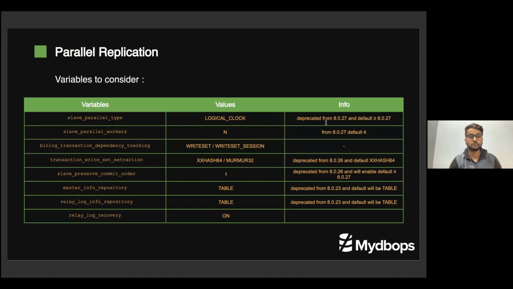So from 8.0 to 27, by default the replication will be in parallel on the slaves, and all these variables will be enabled. Master info repository and master relay log info repository will be TABLE from 8.0.23. It will be TABLE by default, and there will be no option for files. Relay log recovery should be on, to avoid inconsistencies and bring up the servers without any issues with IO threads.